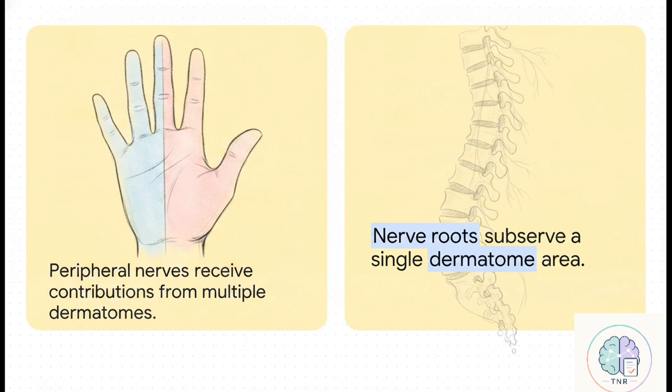A classic textbook example is the splitting of sensation right down the middle of the ring finger. If you have a patient with numbness strictly on one half of their ring finger, that points directly to a peripheral nerve lesion, either the median or ulnar nerve. You simply will not see that precise splitting with a C8 spinal nerve root injury.